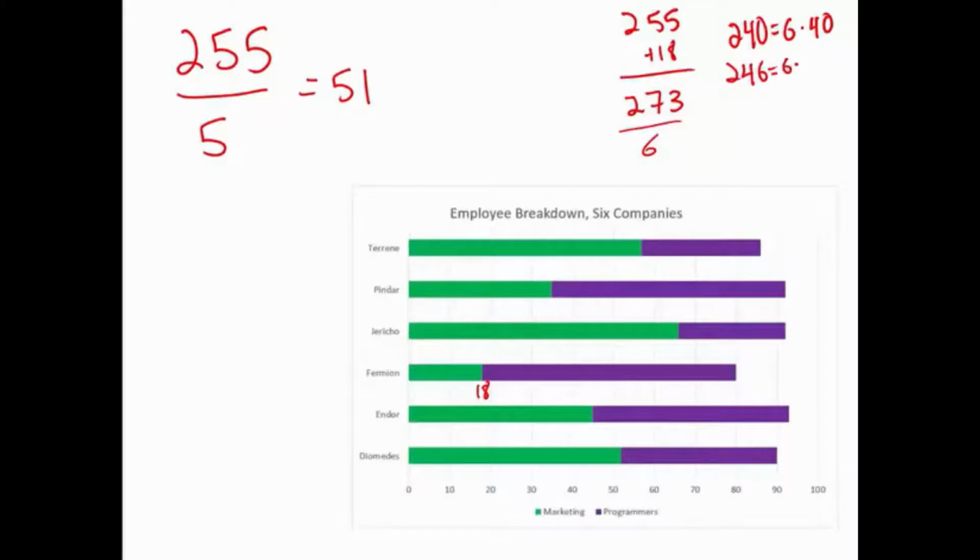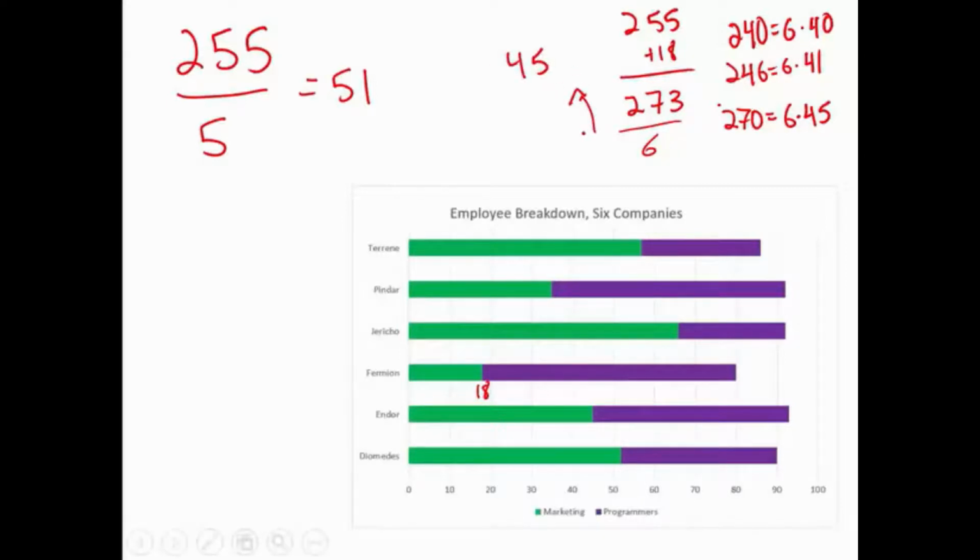246 is 6 times 41. Let's see, we can add a few here. We can add from 240, we can go up 33. So let's go up to 270. So we add 30 more. So that's 6 times 45. And we're very close to 45. And so the average, this would be about 45 and a half. So let's approximate that as 45.